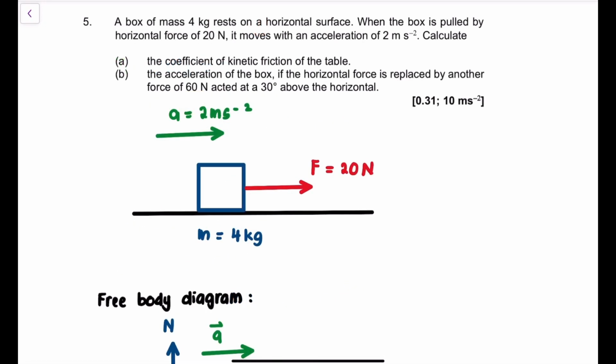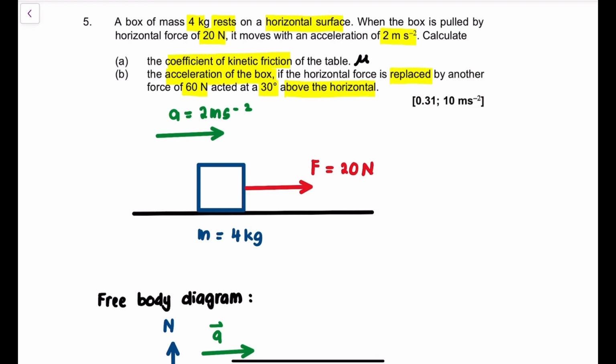Next question. A box of mass 4 kg rests on a horizontal surface. When the box is pulled by a horizontal force of 20 Newton, it moves with an acceleration of 2 meter per second squared. Calculate the coefficient of kinetic friction. Actually, this is the mu. And then, the acceleration of the box if the horizontal force is replaced by another force of 60 Newton at 30 degrees above the horizontal.